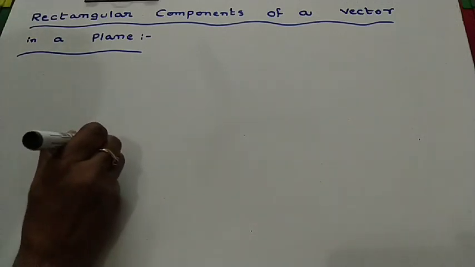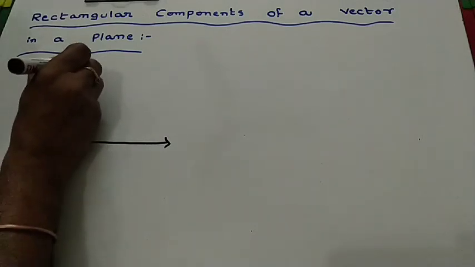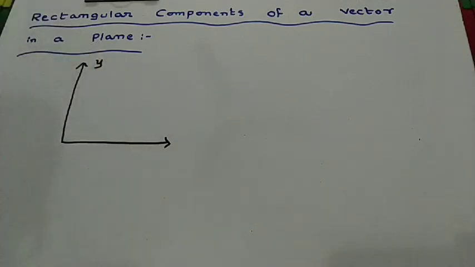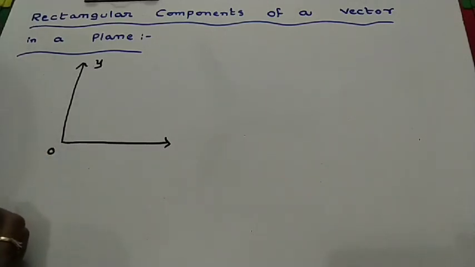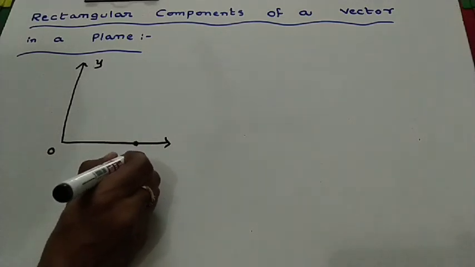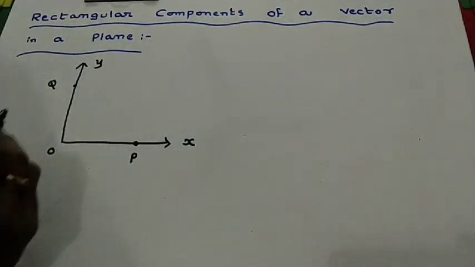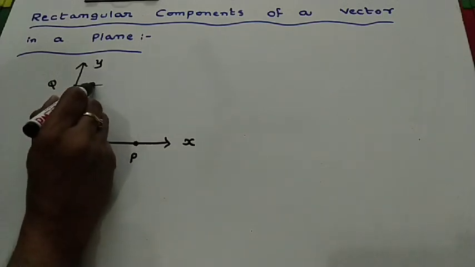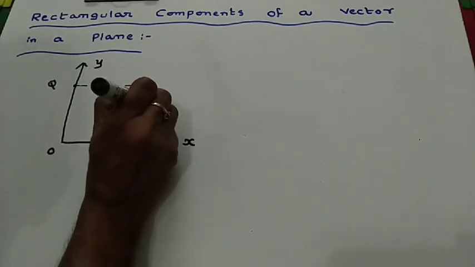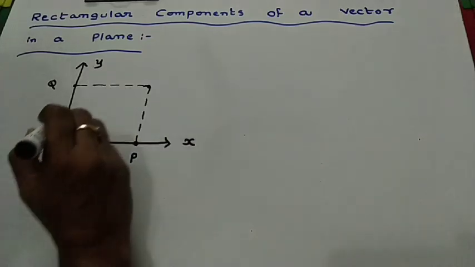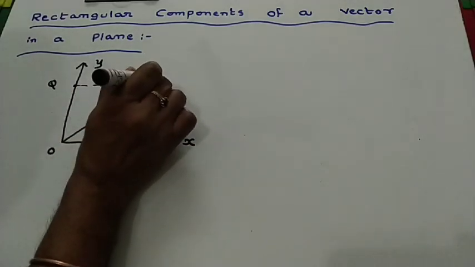Now take the x-axis, take the y-axis, origin O. Consider a point P here on the x-axis, and a point Q on the y-axis. Now draw a parallel to the x-axis and a parallel to the y-axis. These two will intersect at a point. Now draw that, which is nothing but the resultant R.